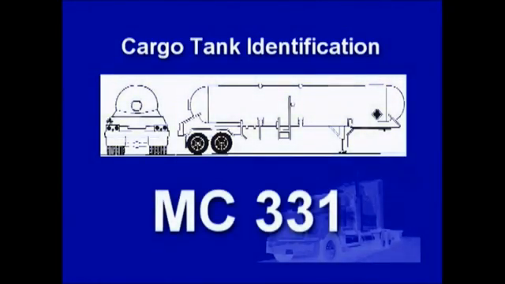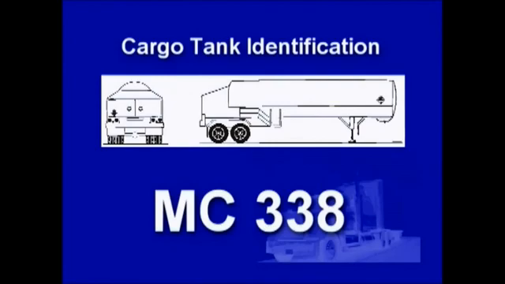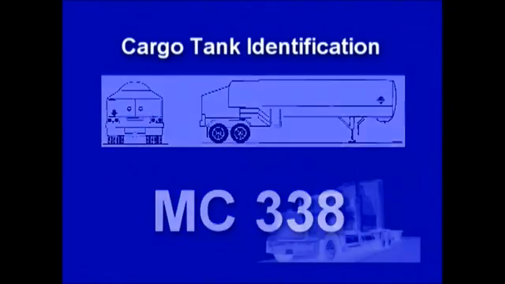The MC331 is a high-pressure gas cargo tank. It has a circular cross-section with rounded ends or heads. It typically transports LP gases and anhydrous ammonia. Capacities range from 2,500 to 11,000 gallons depending on the size. The MC338 is used for transportation of cryogenic liquids, for instance, liquid nitrogen and liquid carbon dioxide. It is a well-insulated double-shelled tank with a thermos bottle design.